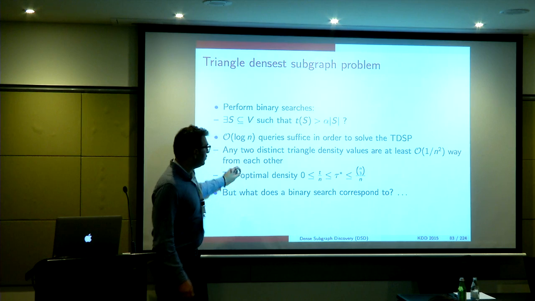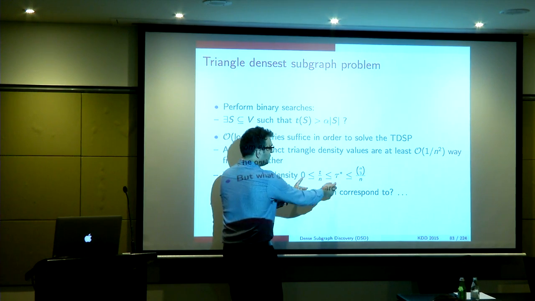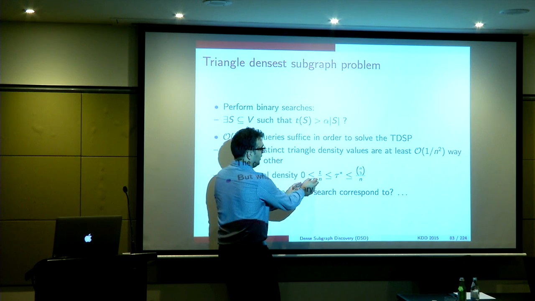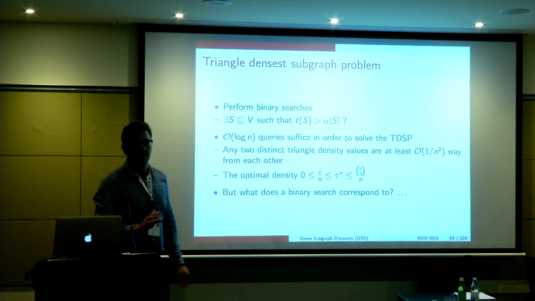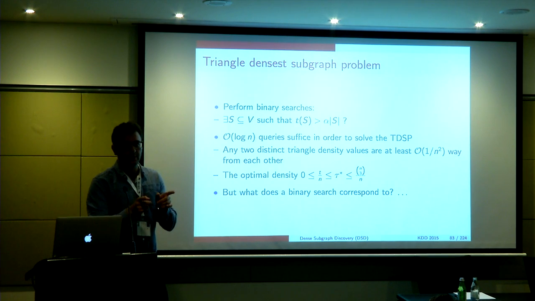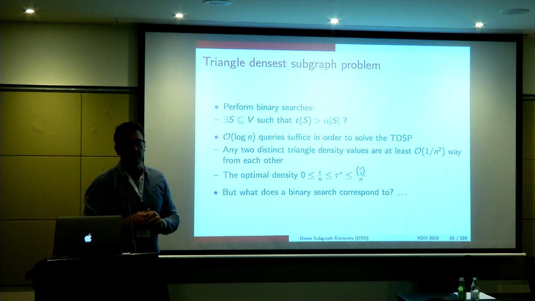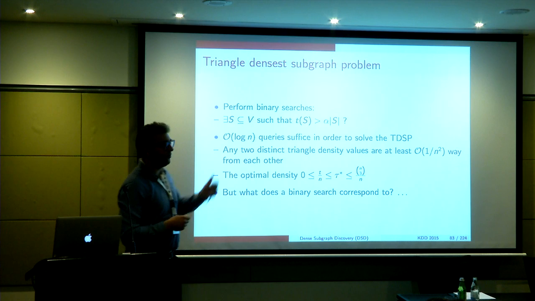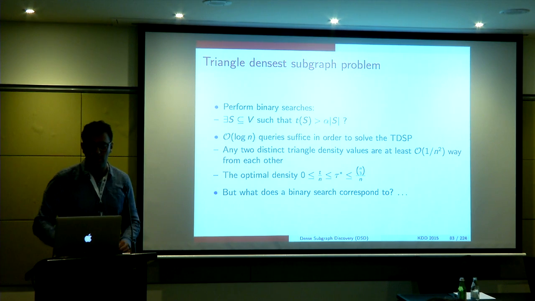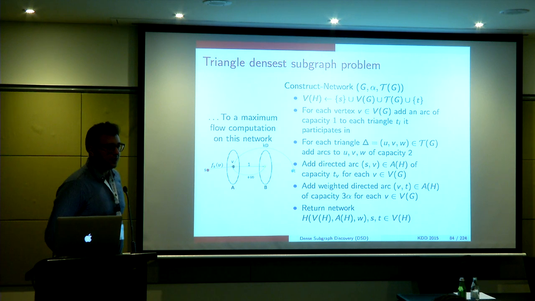That's one observation, and the second observation is that if you take this range and you discretize it by spaces of 1 over n squared, then you know that you are good enough, because any two distinct triangle density values are far away by at least 1 over n squared. So it turns out that you have at most 4 log n queries to make for alpha in order to solve this problem. So as I told you, Goldberg's construction that Aris showed in the beginning won't work out.